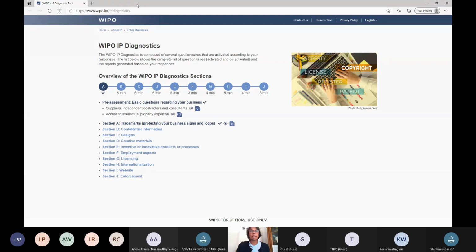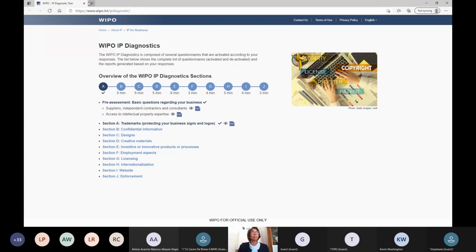So this is basically what the diagnostic tool is. And like I said, I won't go through all of the different sections. I leave it to you to play with it and to try it and see what you think. And I'll be very grateful for your feedback.